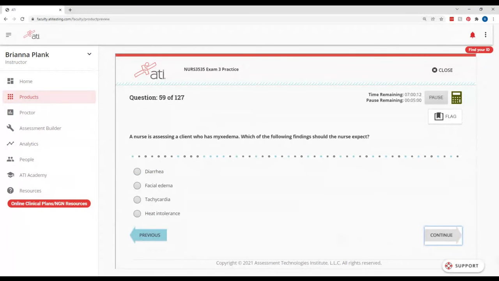Okay, our client has myxedema. What findings are we going to expect?